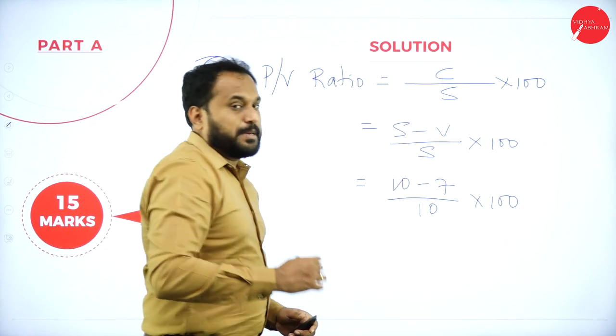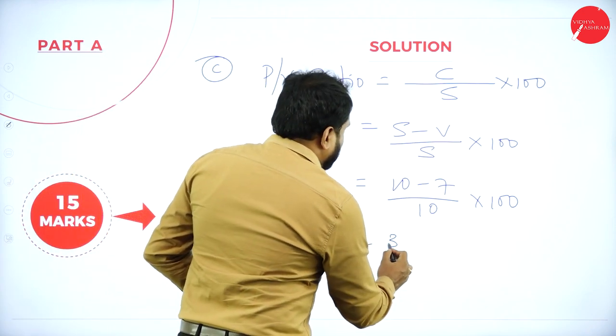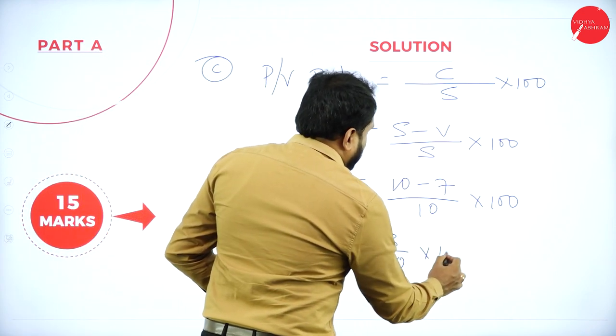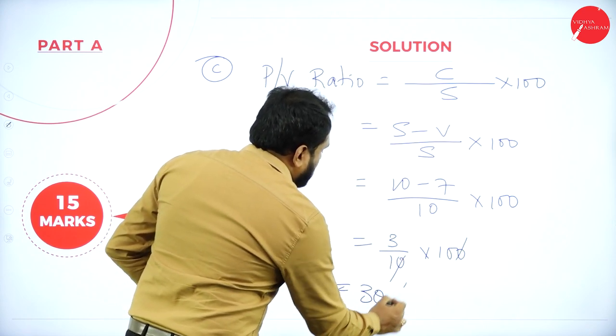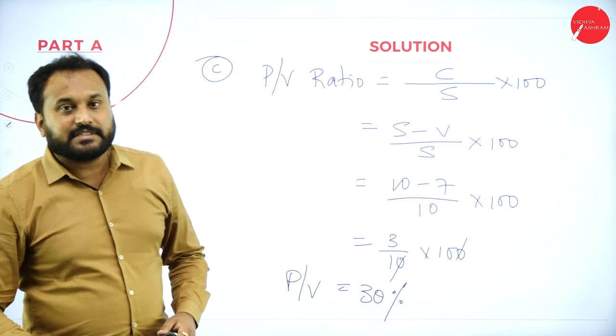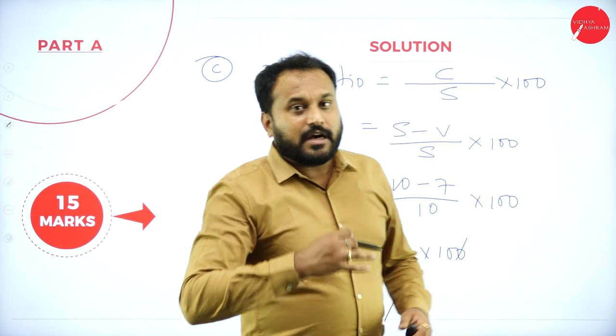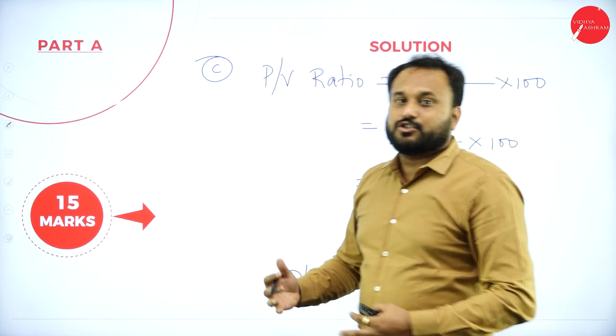Why 100? Because PV is always written in percentage. So here 3 divided by 10 into 100, so we have 30%. So what is my PV? My PV is equal to 30%. This is how you need to understand the question and how you are supposed to solve it.